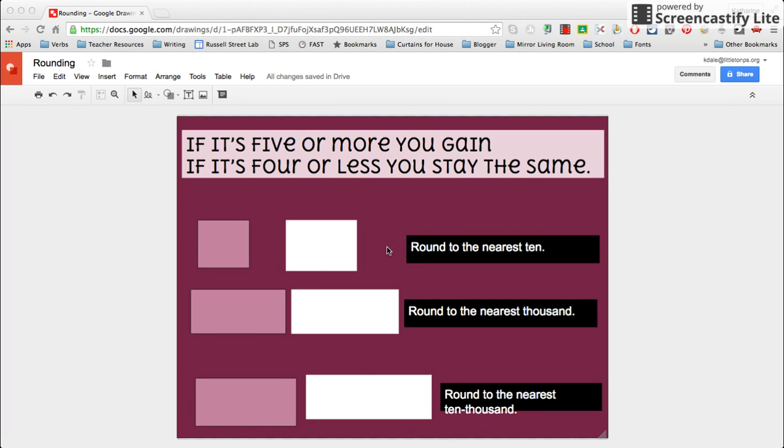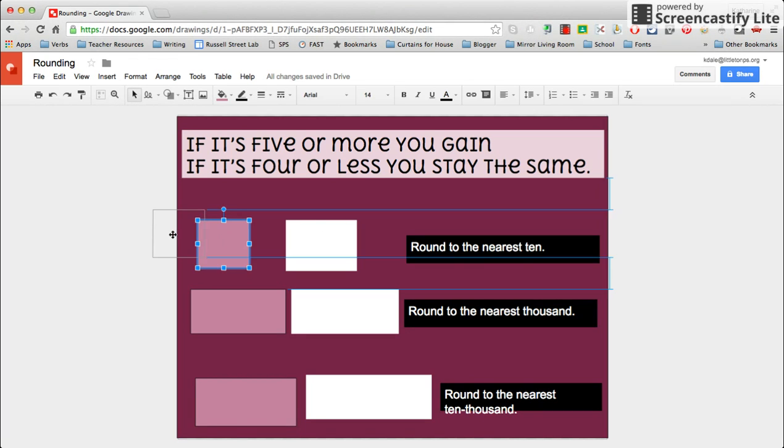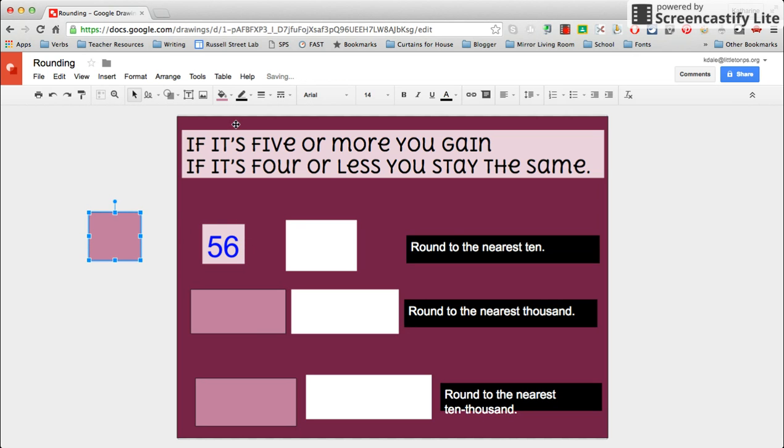The first one is we're looking to round to the nearest 10, and the number we're going to be looking at today is the number 56. We're going to be rounding 56 to the nearest 10. So to do that, I'm going to go to my number, and I need to underline the number in the tens place. And I know that 6 is in the ones and the 5 is in the tens place. So I'm going to underline that 5. Now I'm going to look to the digit to the right. And that digit is going to tell me what I need to do.